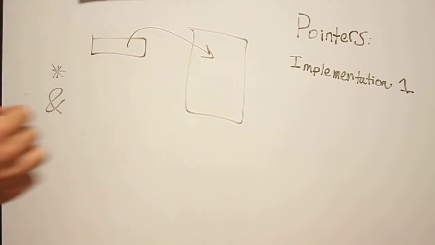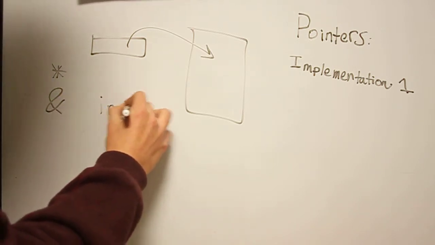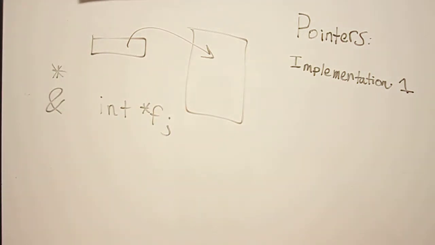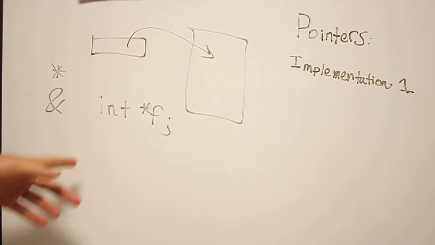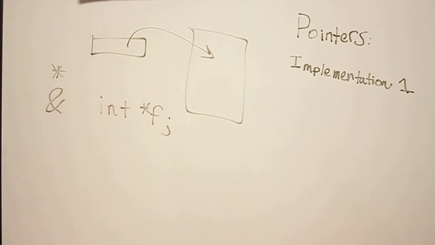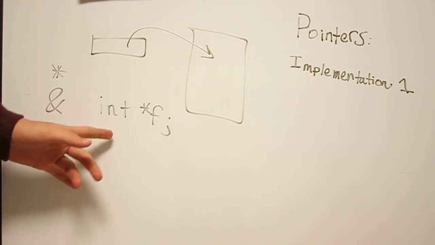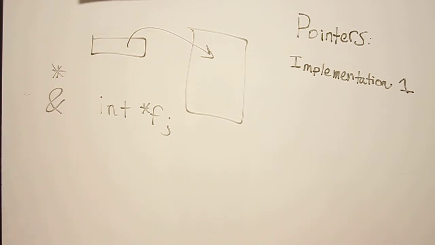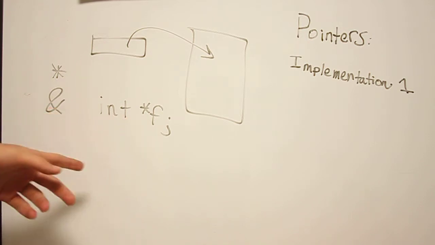We can construct a pointer like so. int *f. The star makes all the difference. Other things like char *f, double *f, etc. are also valid. The important thing to note is that all of these are the same size, unlike int f, char f, and double f, which are all different sizes. They're all 4 bytes, or 32 bits.